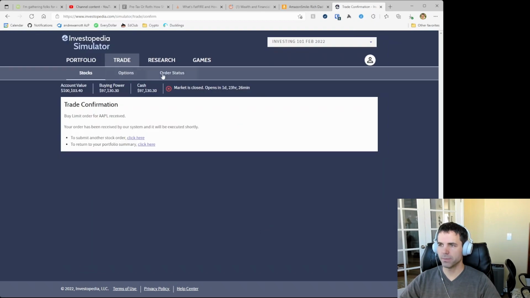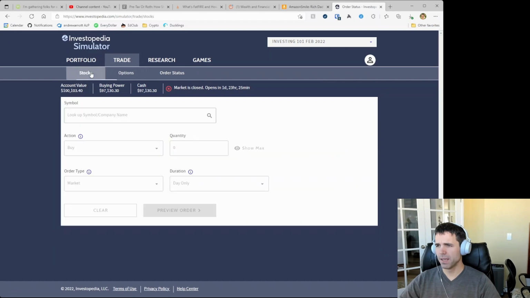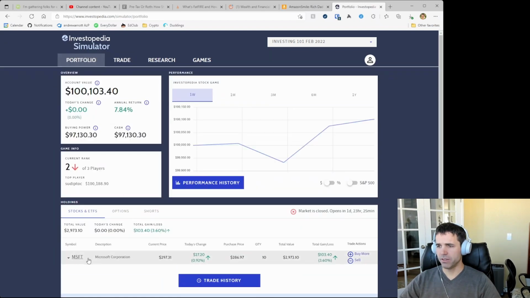There. So my order is placed. I can go to order status. And we can actually see earlier I bought, I don't even know what INTC is. I forgot. But I placed another buy order yesterday. And so I've got 2 orders that are going to execute right away on Monday. And here's my portfolio again. I just have the one security that I've bought so far. I could place a sell order, whatever I want to do.